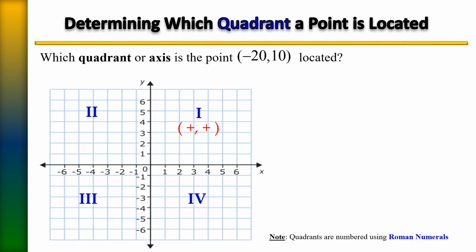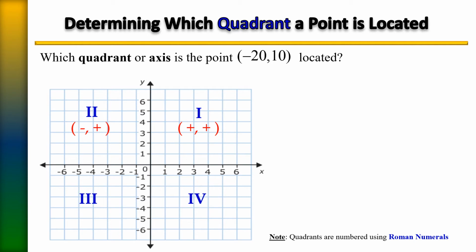So what do you think the signs of points located in quadrant two would be? If you said negative positive, then you are correct, because from the point of origin, to move over in that area, I would have to go to the negative side, that's a negative, and then to go up into that region, that's a positive. That is why every point in quadrant two has a sign of negative positive.